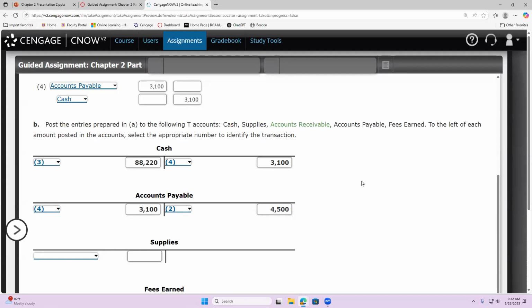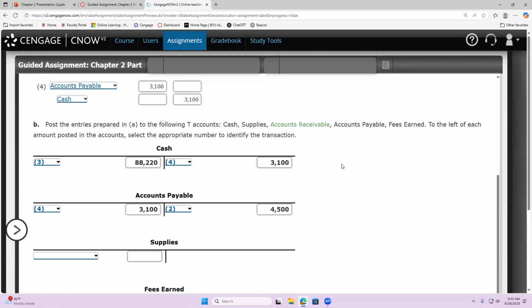Subtract the smaller side from the bigger side. So 4,500 minus 3,100 gives us $1,400. And is that balance on the credit side or the debit side? Credit. So we would say accounts payable has a credit balance of $1,400. What does that mean in real life? It means we owe our creditors, we owe people that we owe debts to $1,400 still.